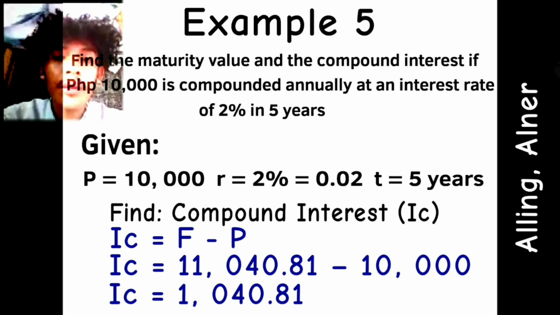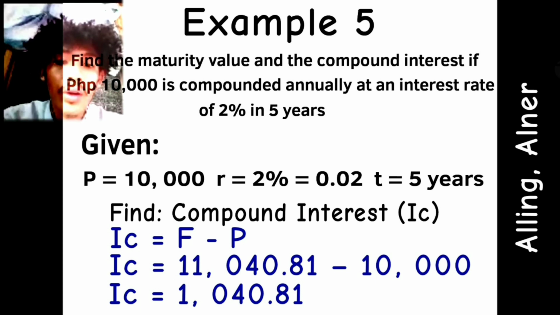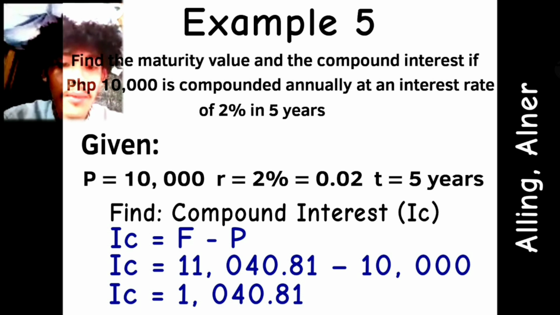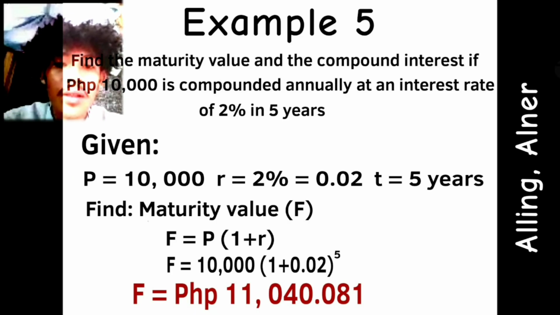Example number 4. Find the compound interest when 10,000 is compounded annually at an interest rate of 2% in 5 years. Given principal equals 10,000, rate equals 2% or 0.02, time is 5 years. Compound interest IC equals F minus P. IC equals 11,021 minus 10,000, so IC equals 1,040.81.